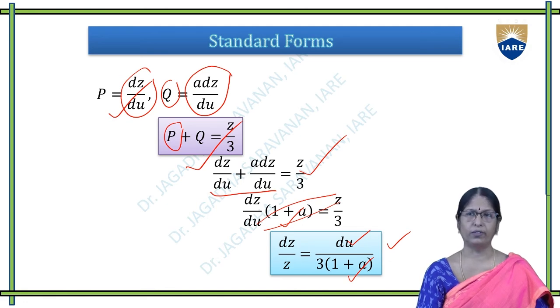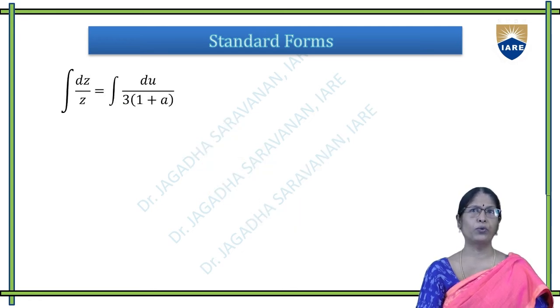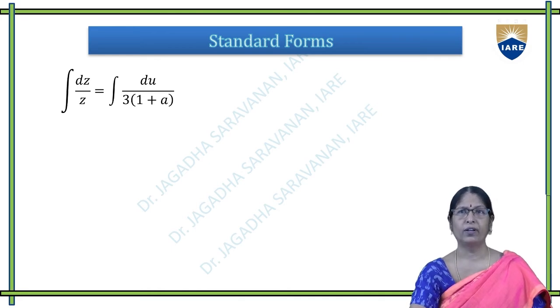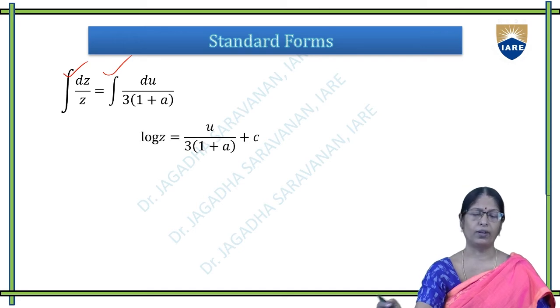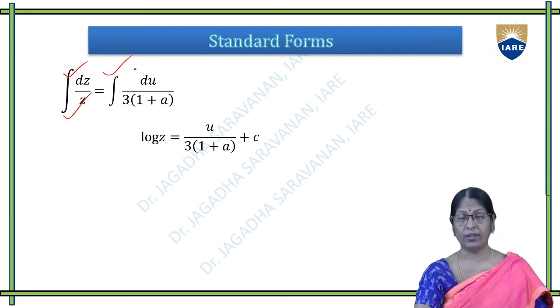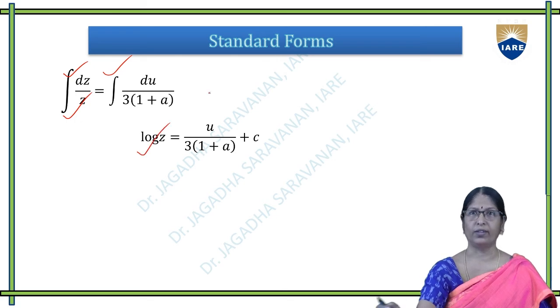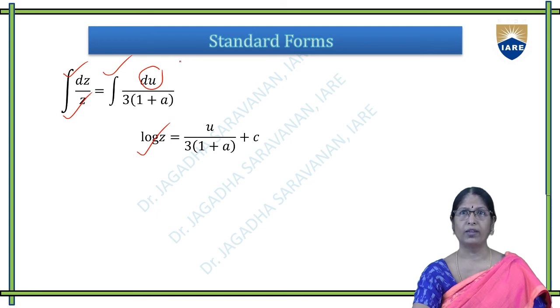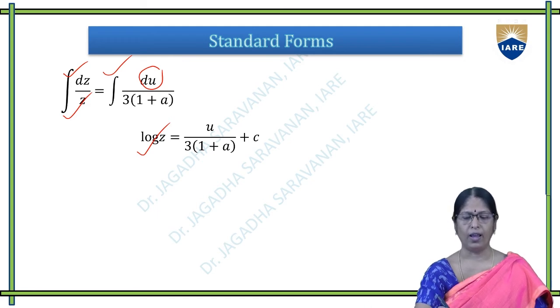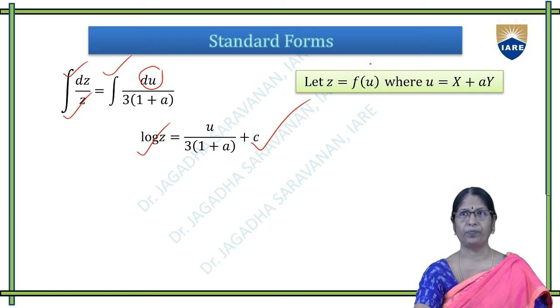That is, the variables on one side are separated, the same variables on the left position and right position we get. So now we are going to do the integration on both sides. The symbol, it is there. We are going to do the integration. The left one, integration of dz by z, which is nothing but log z. Whereas the right position is du, that is u by 3 of 1 plus a, and we added the constant.